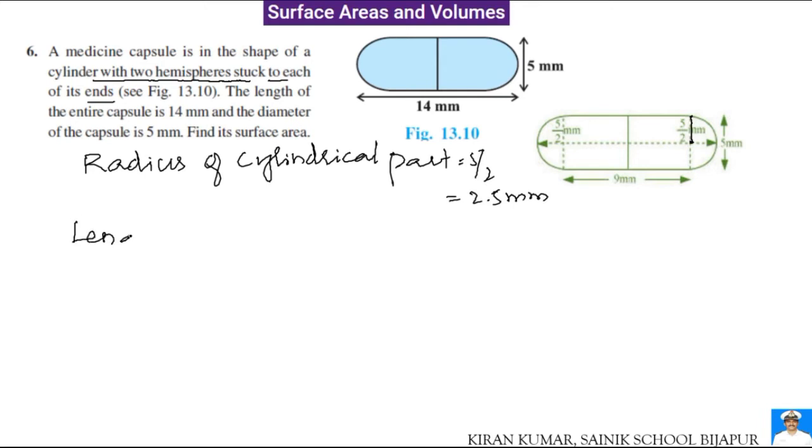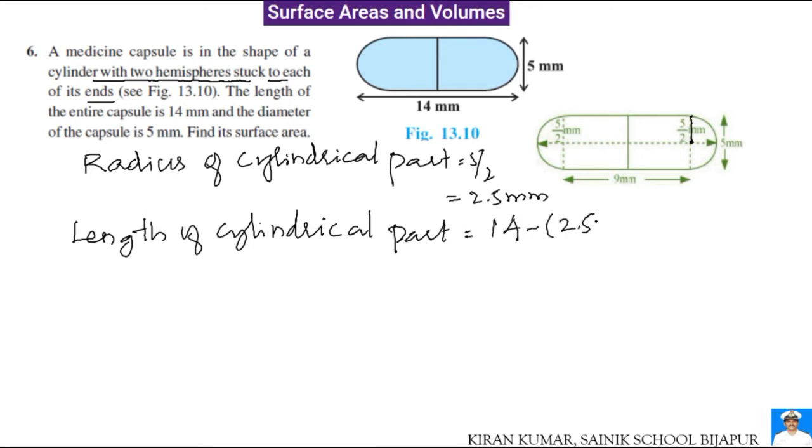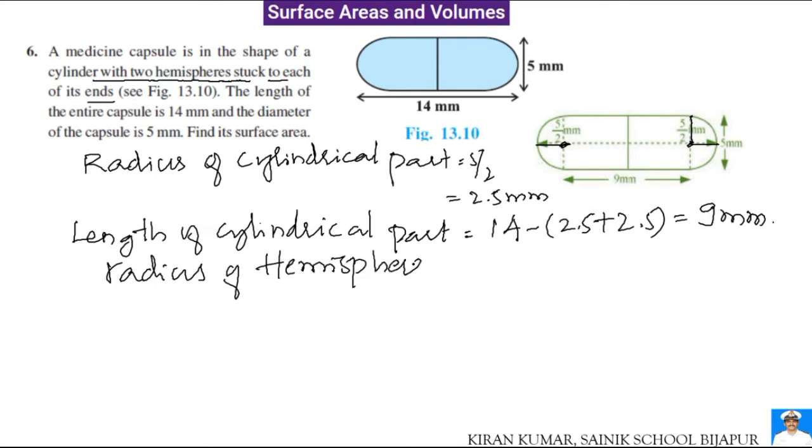Length of the cylindrical part is, from 14 you need to subtract 2.5 plus 2.5, because from this side to this side it is 2.5, from here to here it is 2.5, that has to be removed. We'll be getting 9 mm, and the radius of the hemisphere is 2.5 mm.